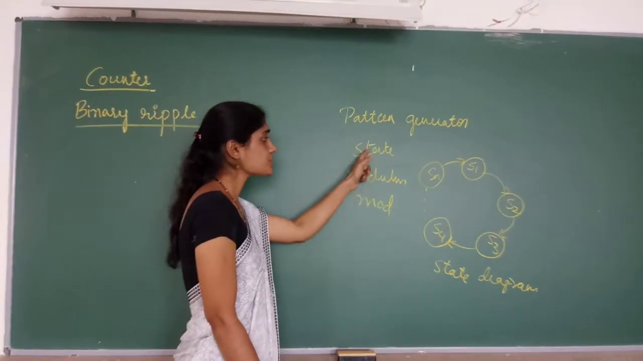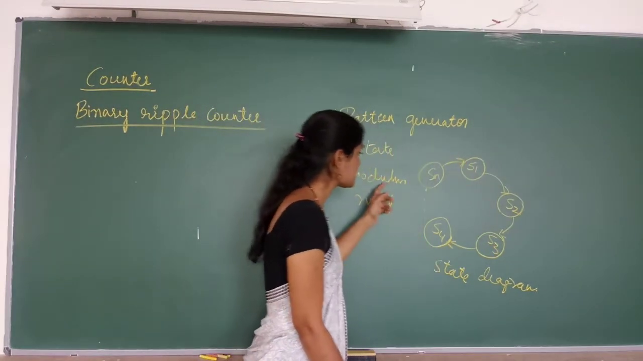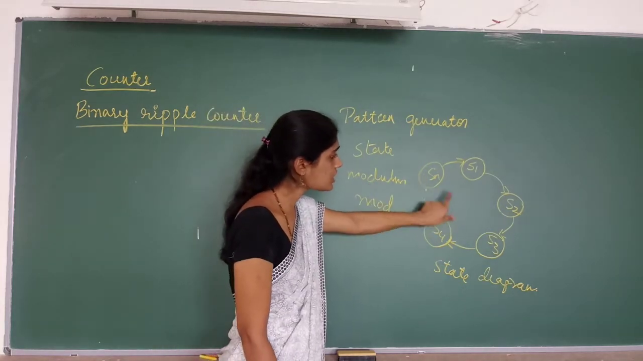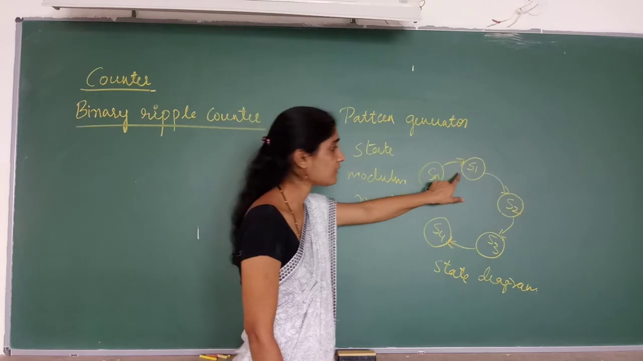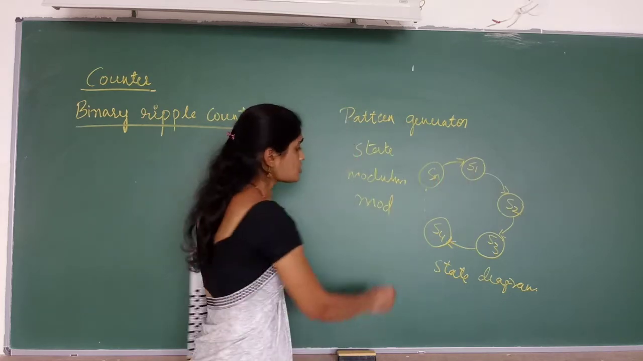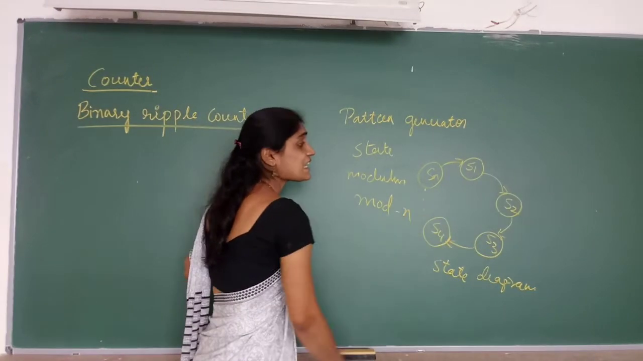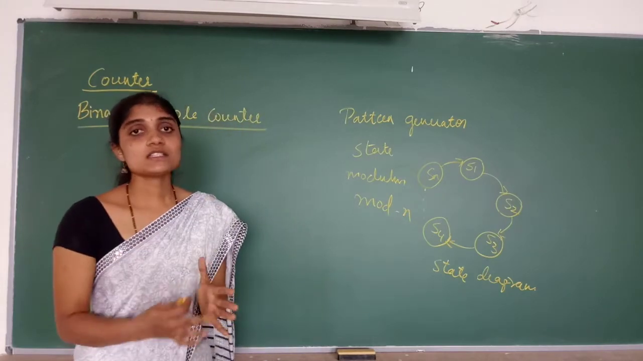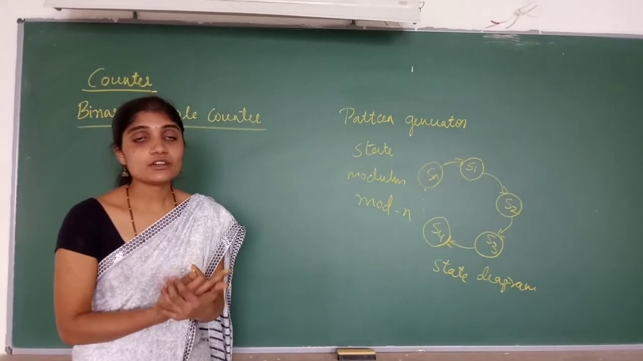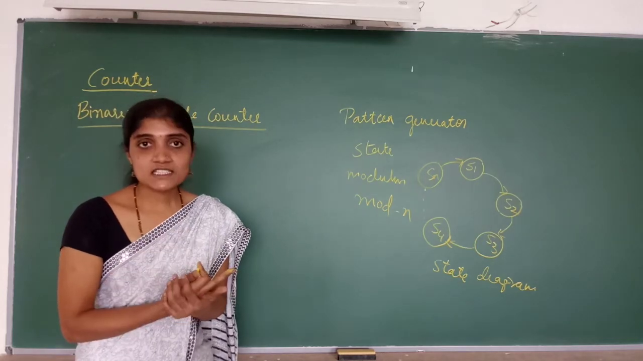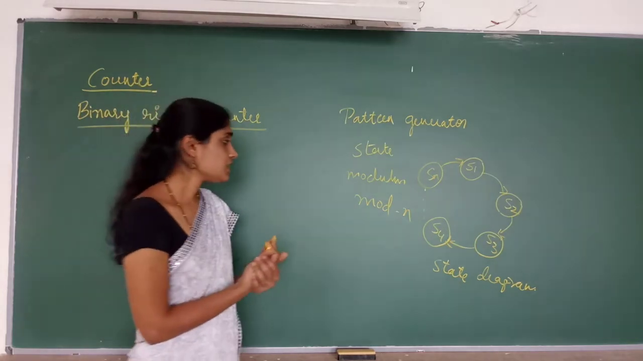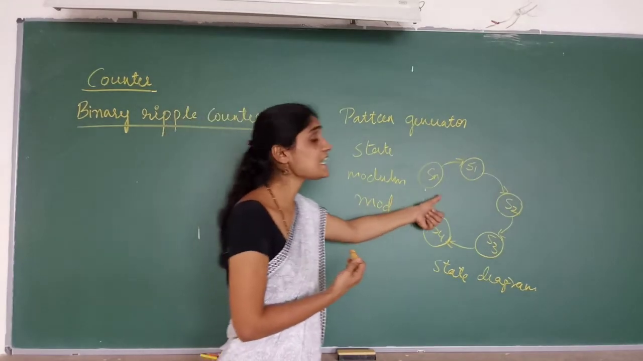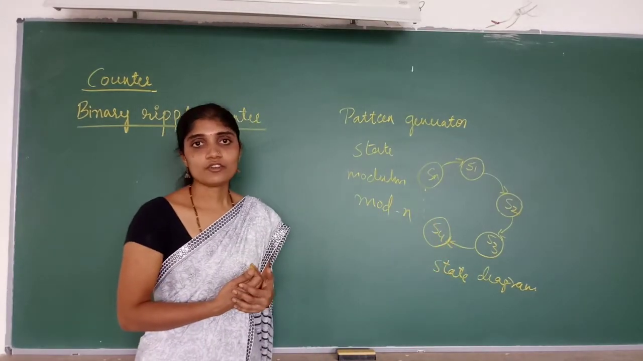So the total number of states is nothing but the modulus. What is the modulus of this counter? N. How many different states do we have? From S1 to Sn. So the modulus is N. So this is a mod N counter. Depending on the total number of sequences, patterns, or states that can be generated, we call it the modulus, mod N. Mod N means N different states are there for a counter.